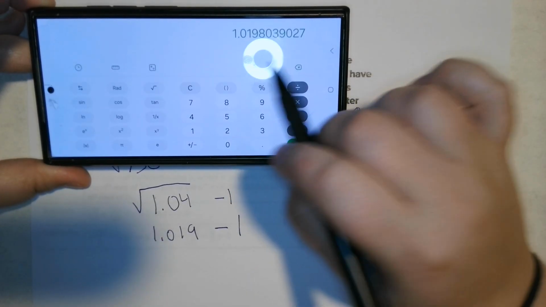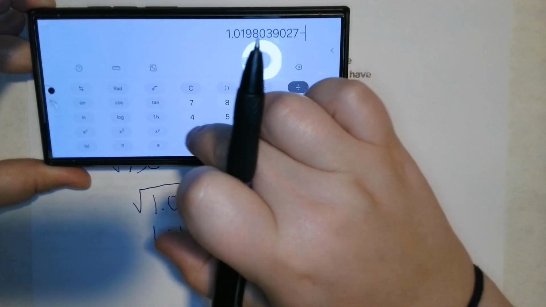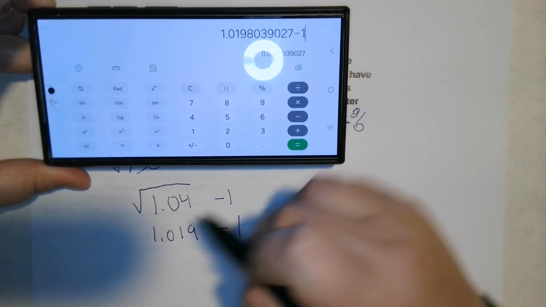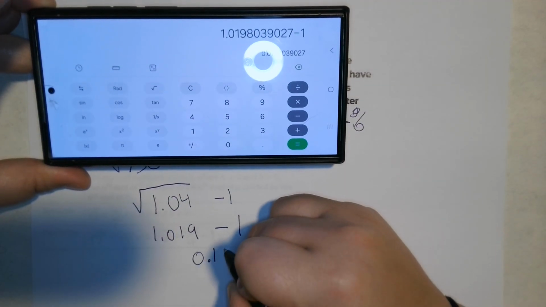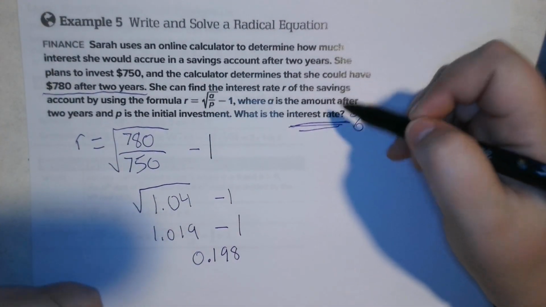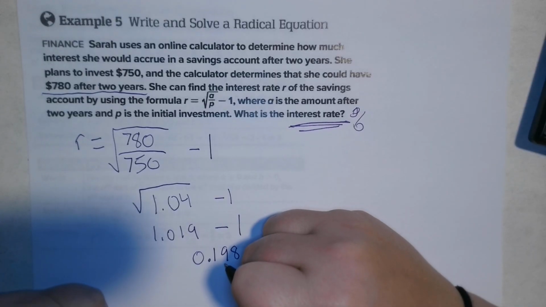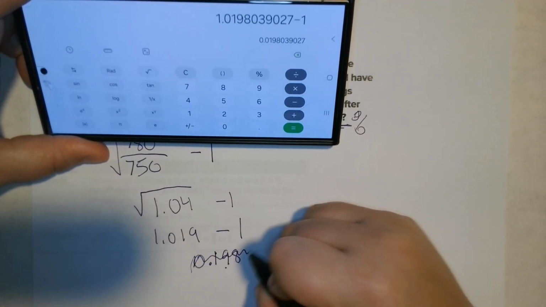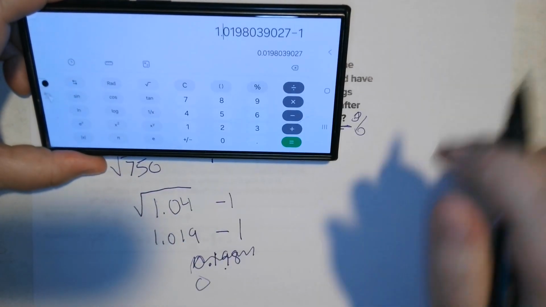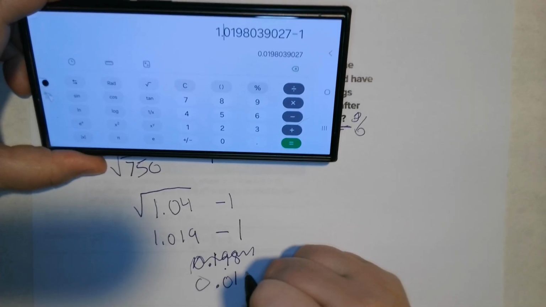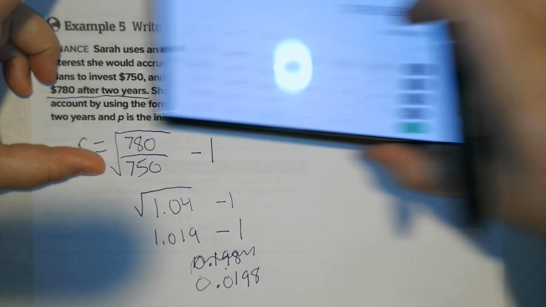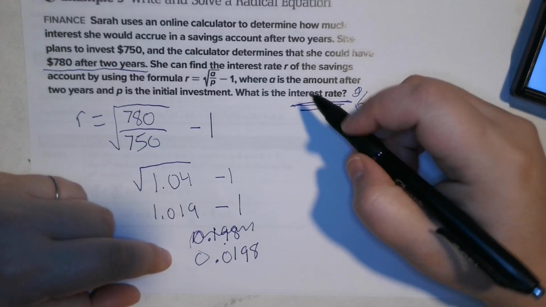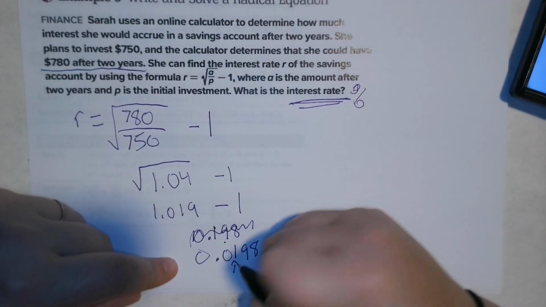I pressed equal so I can subtract 1 minus 1. And now it's a decimal. I have 0.0198. I'm going to leave it there. It's an interest rate, so I'm going to round to the nearest 2 decimal. I didn't even write that number correctly. 0.0198. I'm going to stop there. An interest rate, I'm going to go to 2 decimal places, so I'm going to go right here.